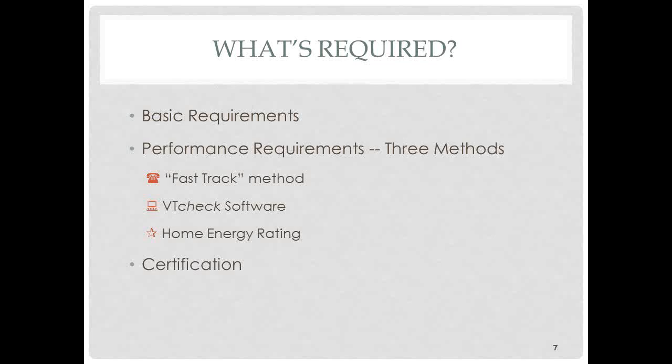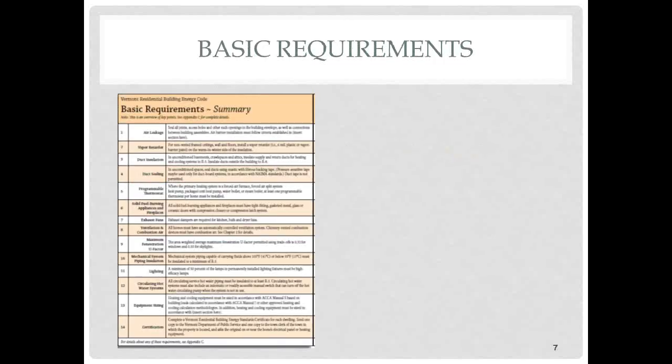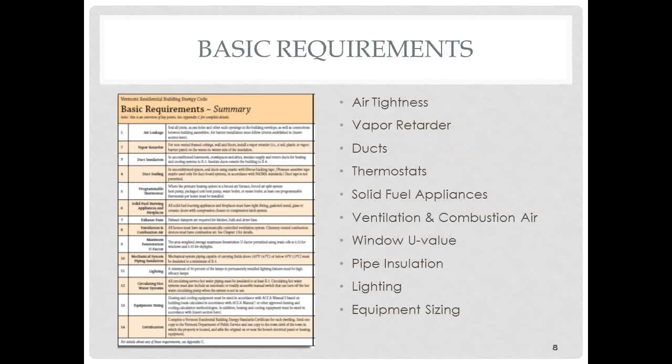This is a single-page form that the builder fills out with details about the house and a signature on the bottom line that indicates that they have met the code. We're going to cover basic requirements first. As I said, this is a list of things that needs to be in place in all buildings, and regardless of whatever performance requirement method you choose, everybody's on the same page for this.